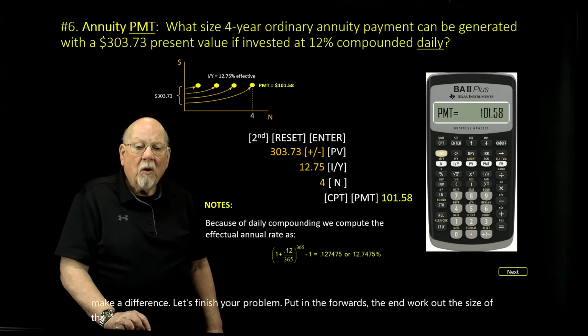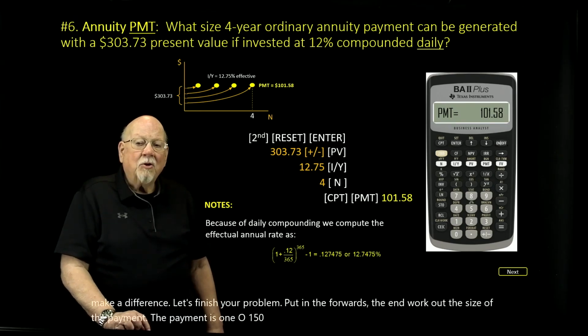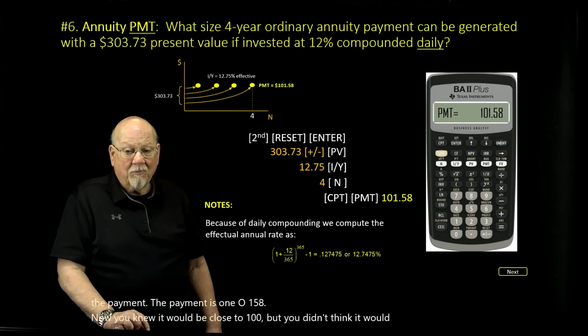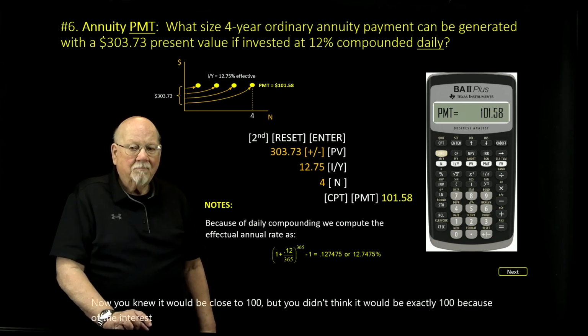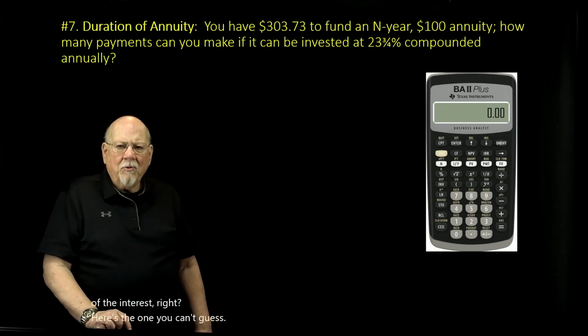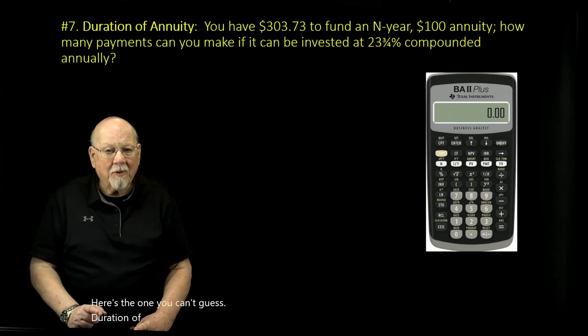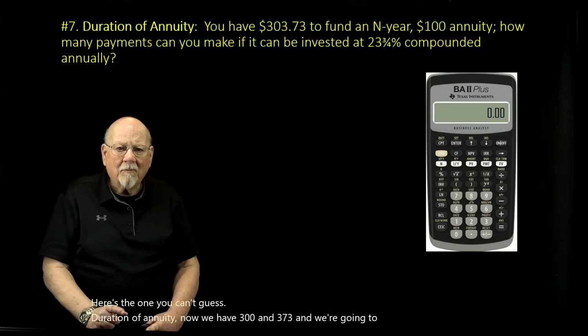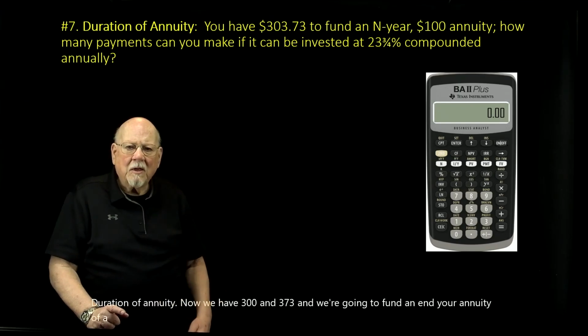The payment is 101.58. Now, you knew it would be close to 100, but you didn't think it would be exactly 100 because of the interest, right? Right. Here's one you can't guess. Duration of annuity. Now we have 303.73, and we're going to fund an N-year annuity of $100. How many payments can I make?